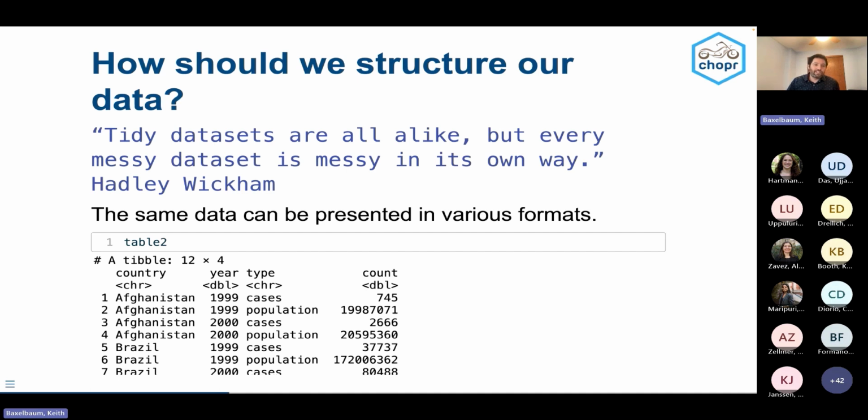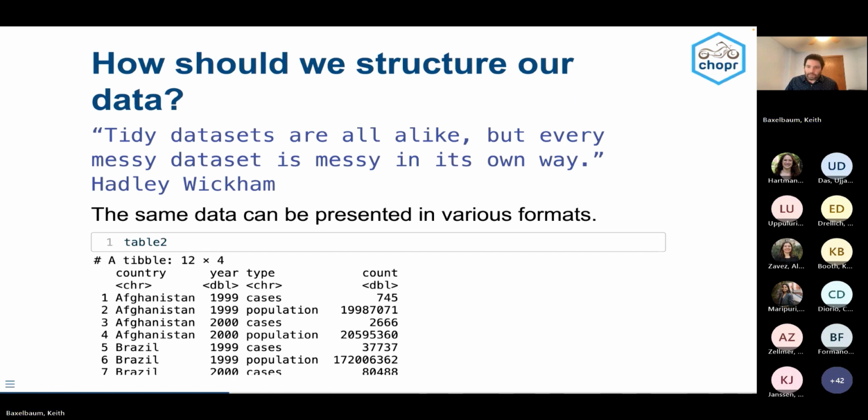So here what we can see is we have a country column and a year column, but if you look closely, you'll see there's two different entries for Afghanistan in 1999. That's because in this case, there's this type column that's saying which variable we're going to tell you about in the next column. There's one row for Afghanistan in 1999 for tuberculosis cases, 745, and there's a second row for Afghanistan in 1999 for their population, this like 19 million.